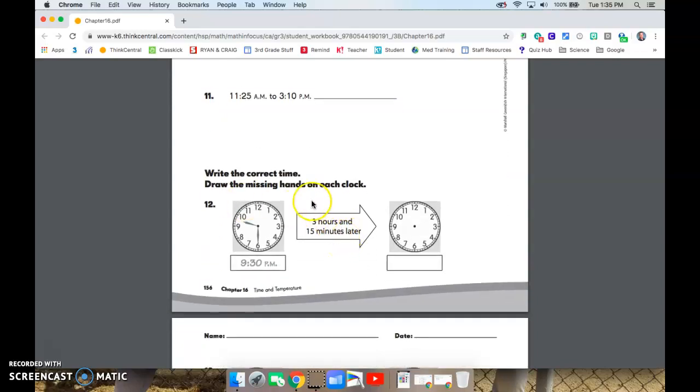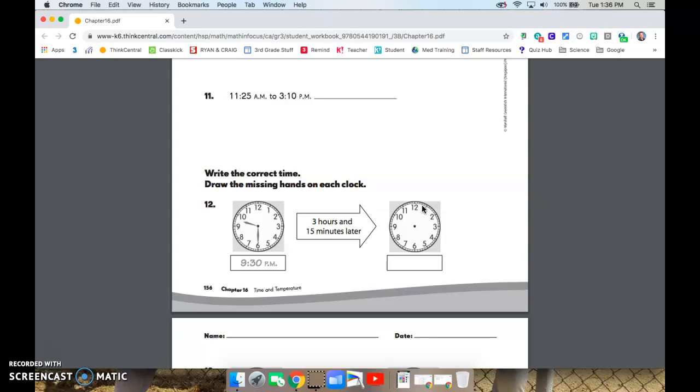All right, draw the correct time, draw the missing hands on each clock. I'm going to do my best here because it makes it really tough. I can point on my screen, but you can't see that. So 9:30, and we're going to go 3 hours and 15 minutes later. So we got 9:30. Okay, see it's right in there. So 9:30, we're going to go 10:30 is 1, 11:30 is 2, 12:30 is 3. Okay? So right now we're at 12:30.